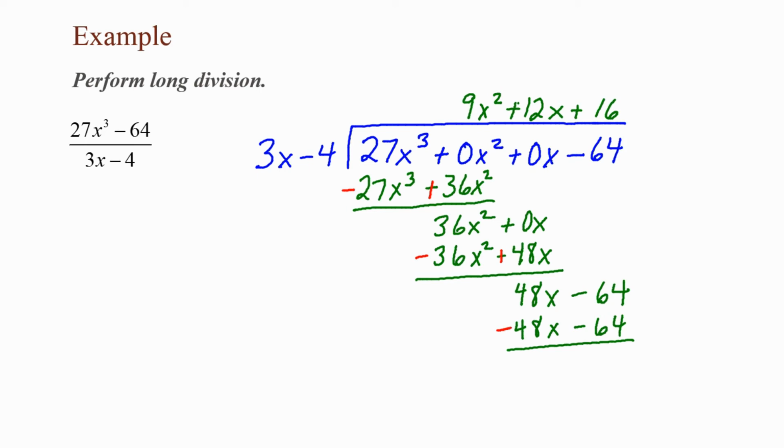Subtracting will change the signs, so I have 48x minus 48x, which is 0, negative 64 plus 64, which is 0, so I don't have a remainder. My answer is 9x squared plus 12x plus 16.